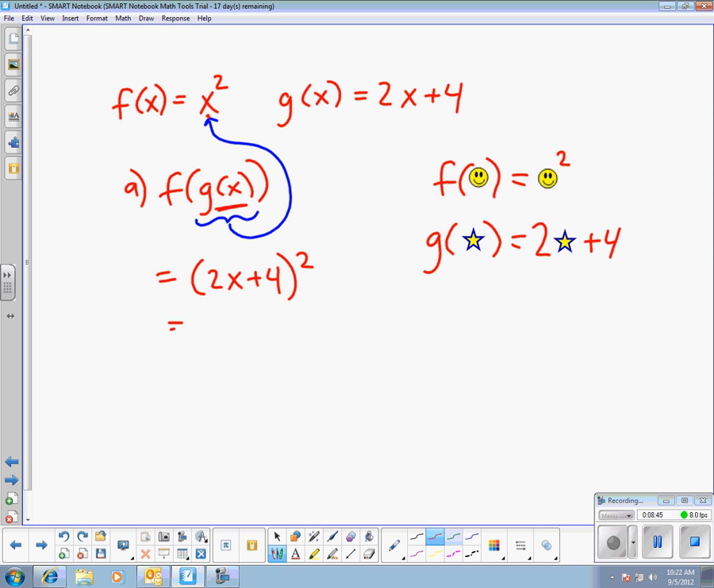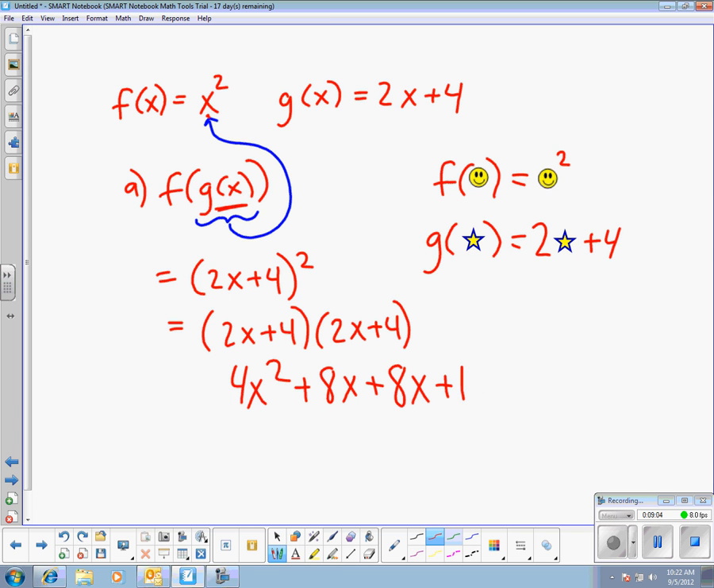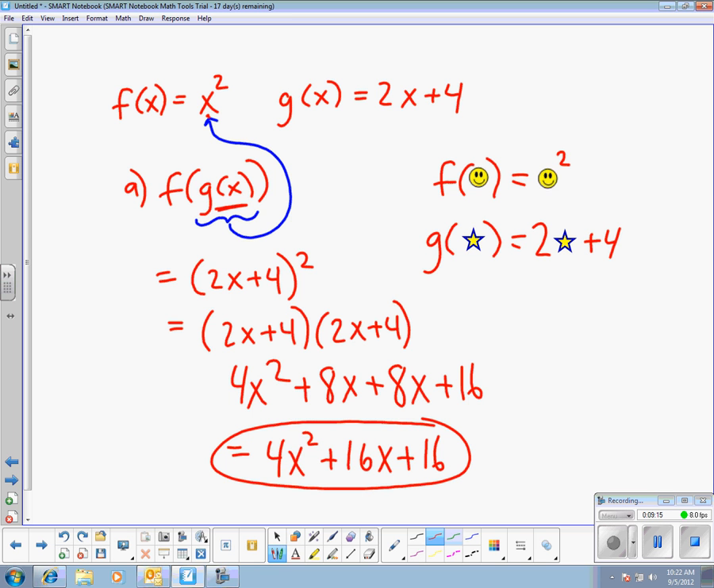So then again, I'm not going to square 2x and square 4 and be done. I'm going to write it twice and FOIL it. 2x times 2x is 4x squared. 2x times 4 is 8x. 4 times 2x is 8x and 16. And then group your two middle terms. Okay, so if you remember, whatever is in that function call gets substituted in for x in parentheses, you will be in pretty good shape. Just remember the stupid examples on the right, the smiley face and the star, and that'll help you out.